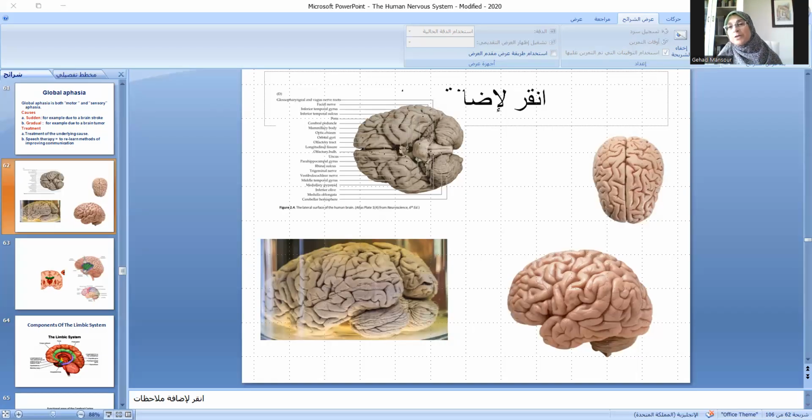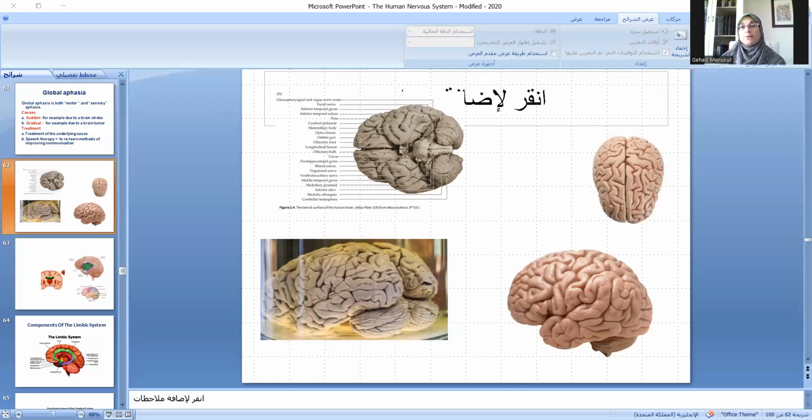Why do we say functional areas of the cerebral cortex and not of the brain? Actually, it is the cerebral cortex that contains the nuclei and the cell bodies of the axons that are related to the function.